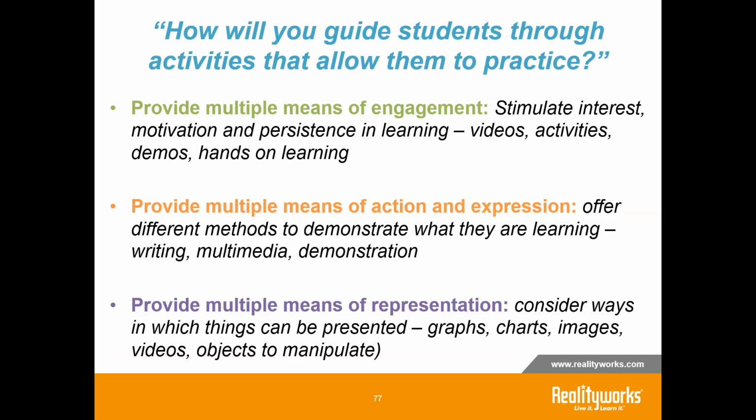And then provide multiple means of representation, okay? Having them be able to see things differently: graphs, charts, images, doing presentations, having them manipulate the objects. Give them a trial and say, okay, what would happen if you would do an artificial insemination only on one side or the other side? What is your percentage going to be? Have them dig in deeper and look at different ways to represent learning.